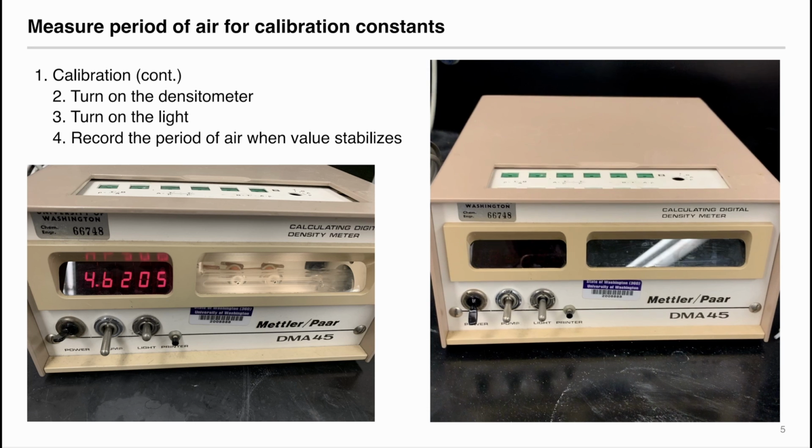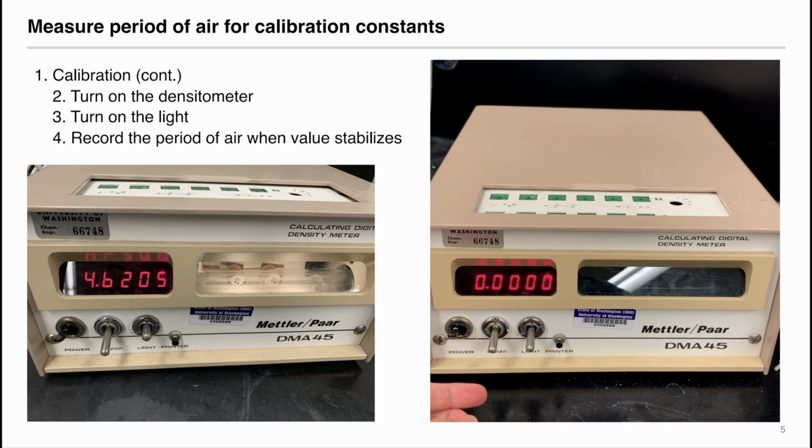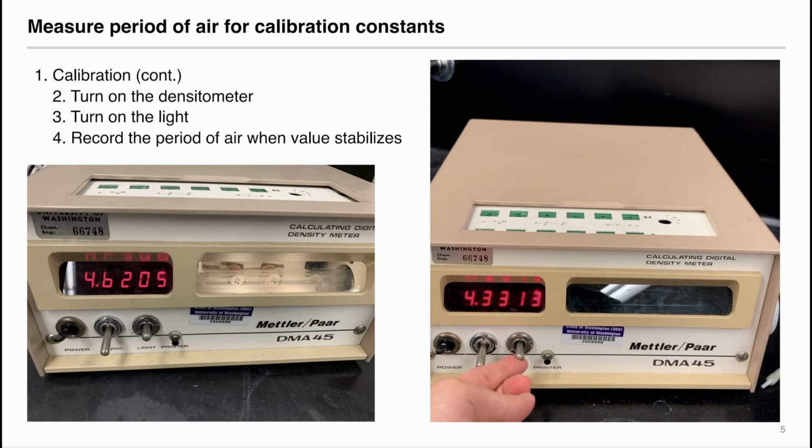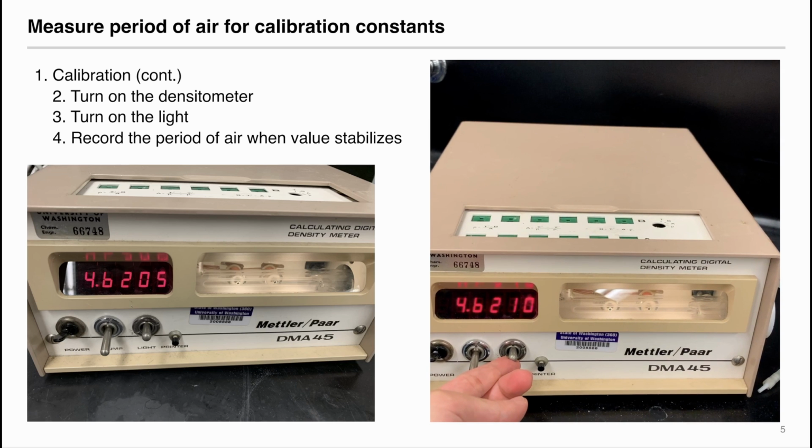We can then turn on the densitometer using the power button and then turn on the light. There are two segments. Make sure to turn all the way up to turn on the light. Then we can record the period of air when the value stabilizes. In this case, it is 4.6205 with the unit of seconds.